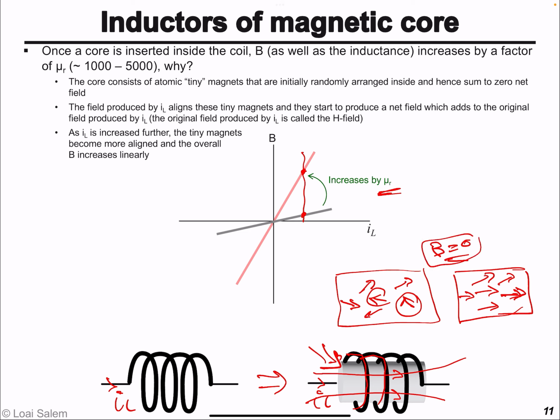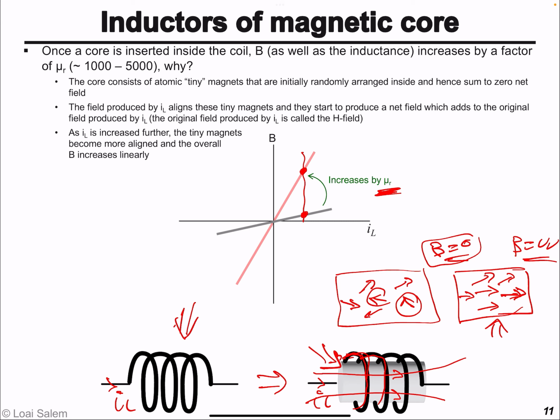Instead of being B0, B now will have a value that adds to the original magnetic field that's produced by the copper coil itself. Okay? And so the net field, essentially both the field produced by the coil and the field produced by the tiny magnets inside the core due to their alignment, will produce a net field that's much larger, mu r times the original field in the coil if it's an air core inductor or air core coil.